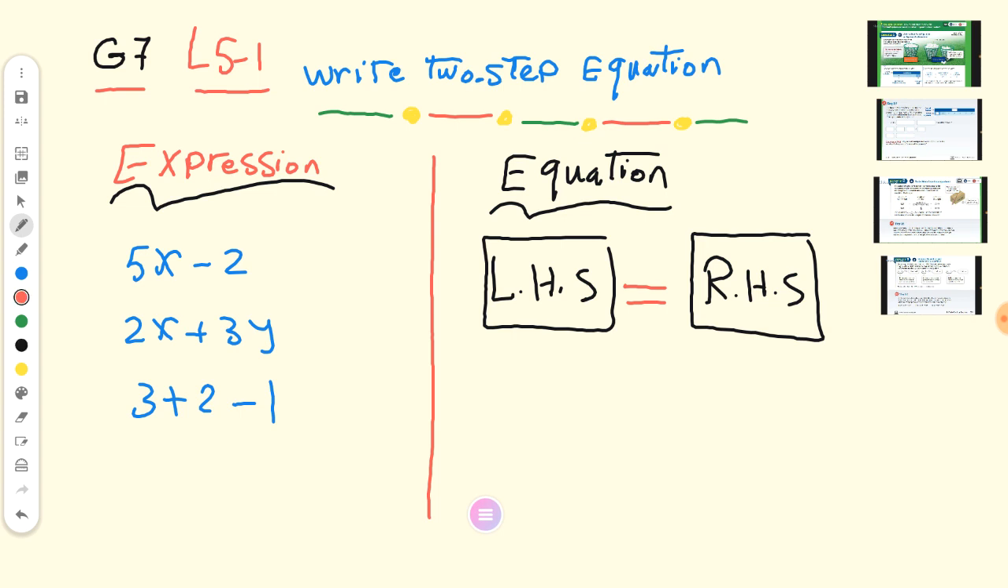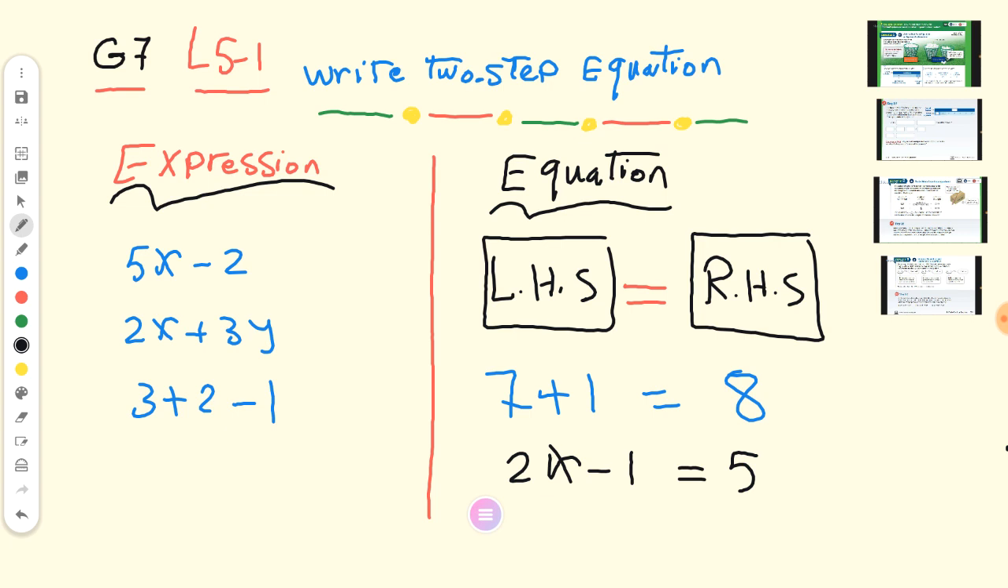As a numerical example, we can write 7 plus 1 equals 8. Yes, it's right. So the left-hand side equals the right-hand side. This is an equation, a true equation. And we can write it with a variable too. How? 2x minus 1 equals 5. I don't need to solve it now, but it's an equation.